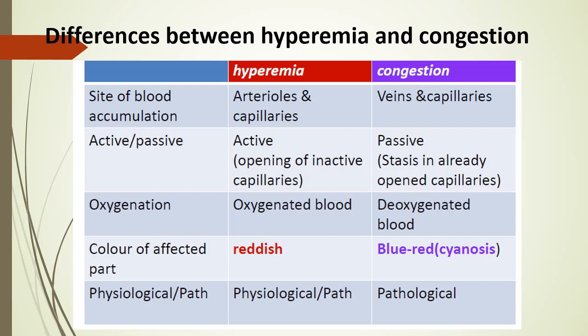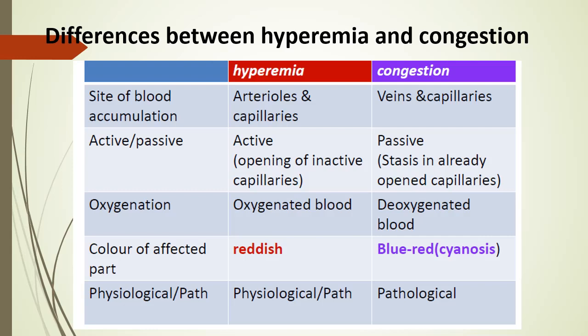This table summarizes the differences between hyperemia and congestion. As regards the site of the blood accumulation, in case of hyperemia, it is in the arterioles and capillaries, while in case of congestion, the site of blood accumulation is in veins and capillaries. Hyperemia is an active process due to opening of inactive capillaries, while congestion is a passive process due to stasis in already open capillaries.